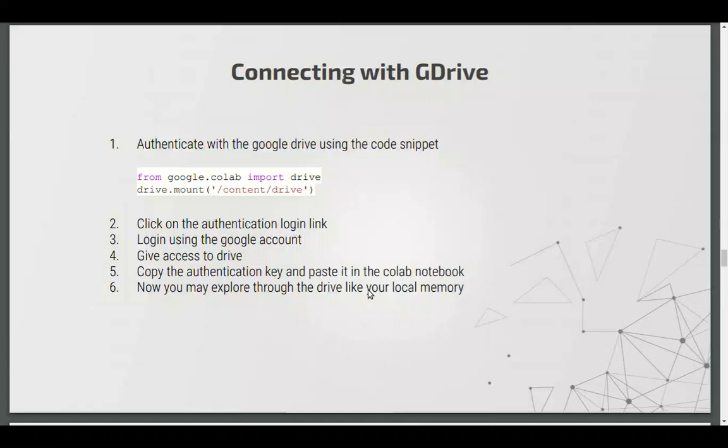Then once we run this code cell, an authentication link will be generated. Once we click on the link, it will be redirected into a login page where you will log in with your Gmail account and give access for Colab to access your Google Drive data. And once you are given the permissions, you will be getting a verification code, and you should paste it back on your Google Colab notebook. Now you have integrated your Google Drive with your Colab notebook. So now you may explore through your Google Drive just by using the Linux commands like cd, ls, and all.